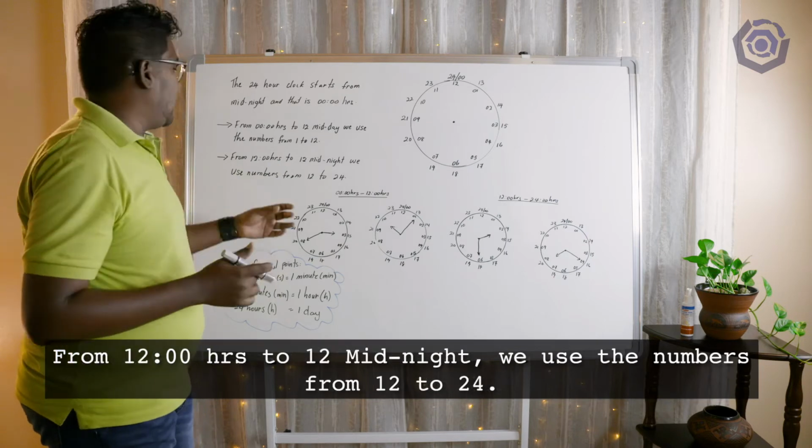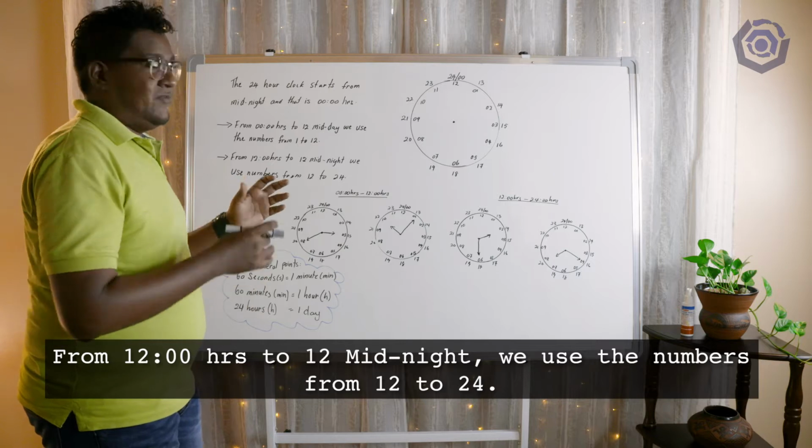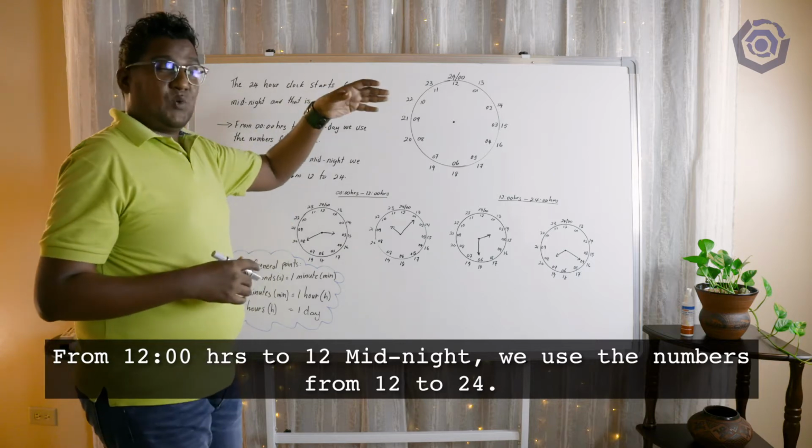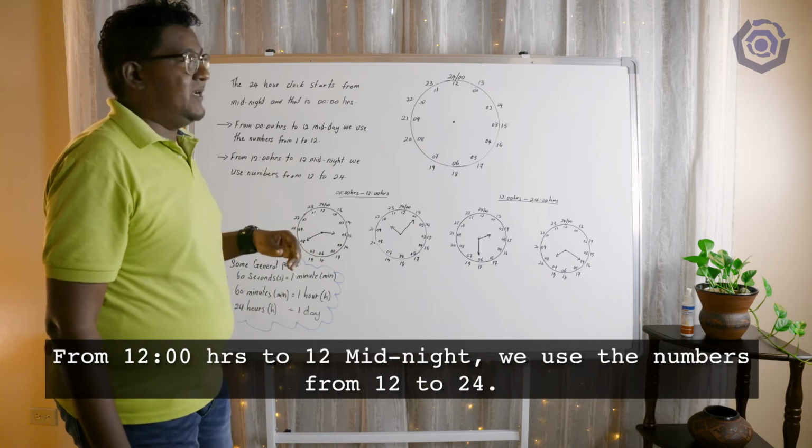And then the second half goes from 1200 hours to 12 midnight. And for those times, that would be from 12 midday going on to midnight, we use numbers from 12 to 24.